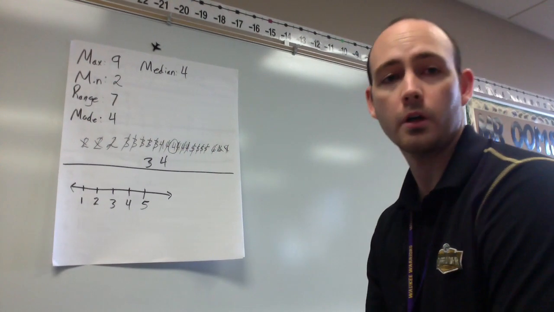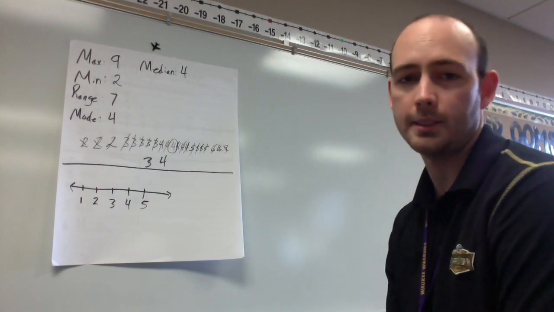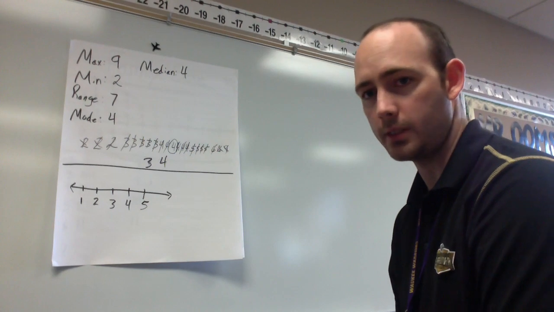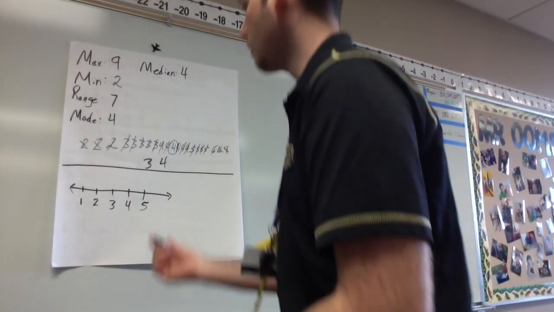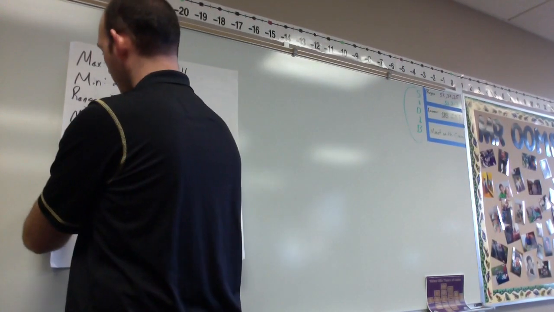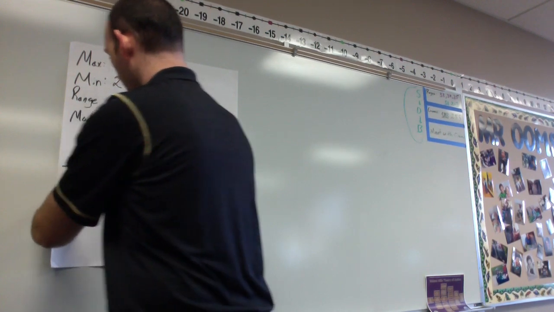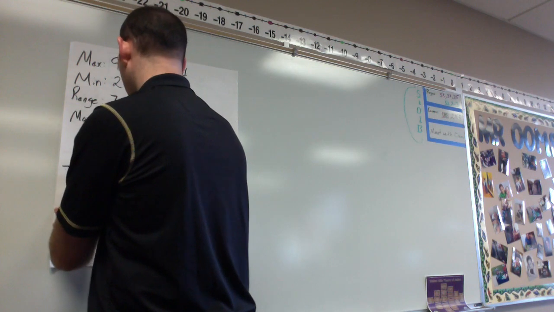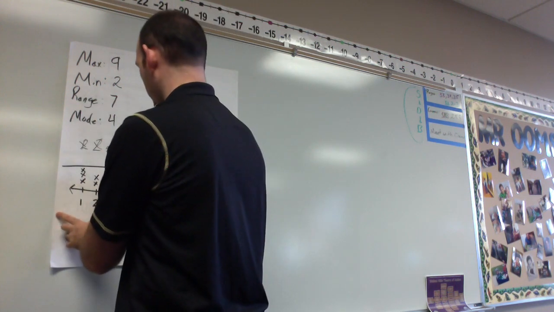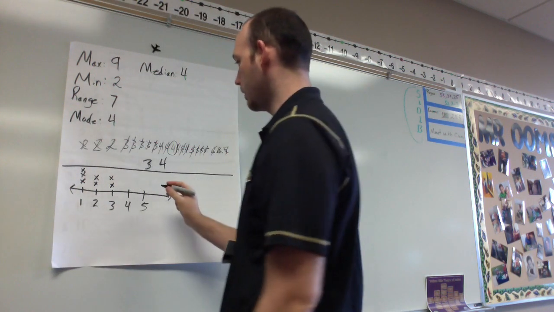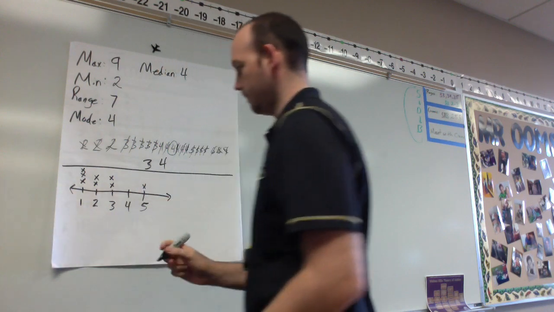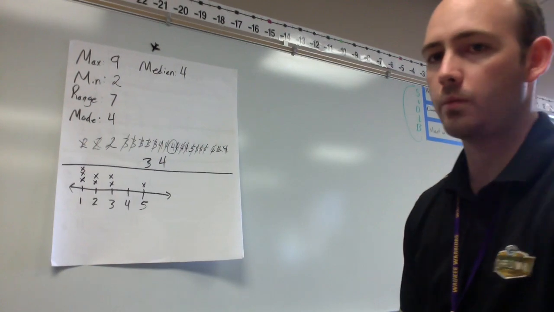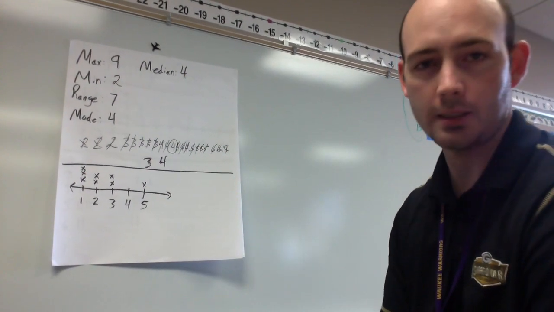So let's pretend that we're collecting some data on how many pets everybody has. I'm just going to make it up, and we are going to find our landmark statistics using that data. So let's say that we had 3 students that have 1 pet. Let's say that we have 2 students that have 2 pets. We have 2 students that have 3 pets. And we have 1 student that has 5 pets. When we're looking at that data, we can then use landmark statistics to make sense of it.